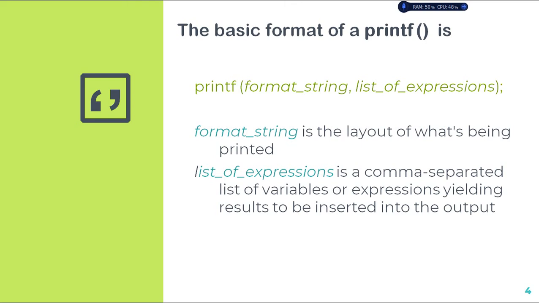After that you have to give a comma, then you can provide the list of expressions. Here format string is nothing but the layout of what's being printed. What you are trying to print on your monitor or console is said to be a format string. And the list of expressions is a comma separated list of values, variables or expressions yielding some results to be inserted into the output. You can simply print some variable value on your screen, or else you can provide the computational part within a printf statement and get an output on your console.